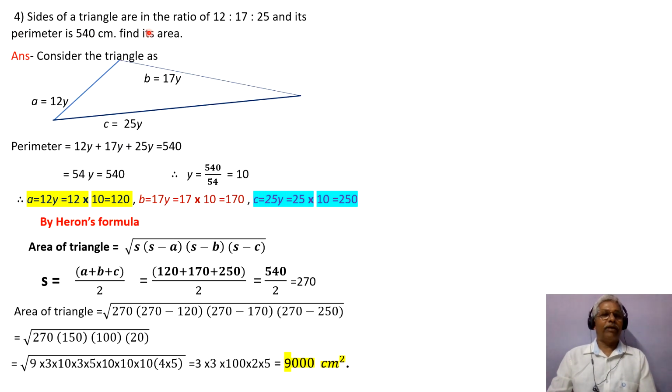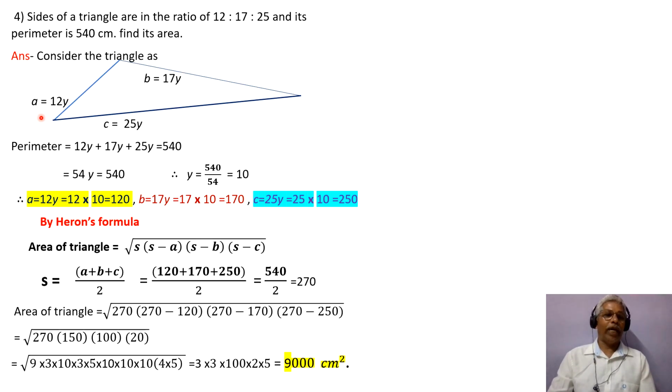Fourth one. Sides of a triangle are in the ratio of 12 is to 17 is to 25 and its perimeter is 540 centimeters. Find its area. Answer. We have to consider the triangle so that the sides are in this ratio 12 is to 17 is to 25. So we have to consider some constant and find the value of that constant.